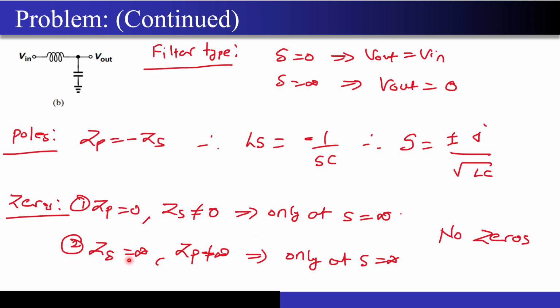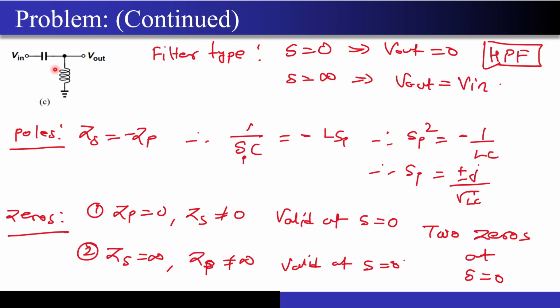Now let's enforce this condition, Zs equal to infinity. When can this impedance of the inductor become equal to infinity? Only at an infinite frequency. Again, I am not interested in this, correct? So this circuit only has two poles that are complex conjugate pairs of each other, and they are lying on the imaginary axis, and this circuit does not have any zeros. It's a low pass filter, correct?